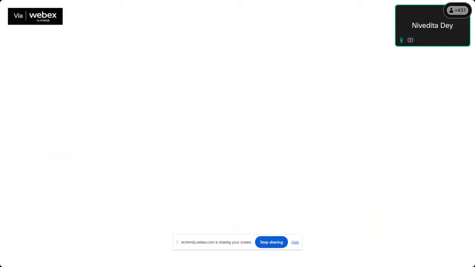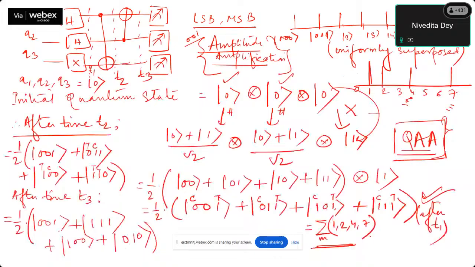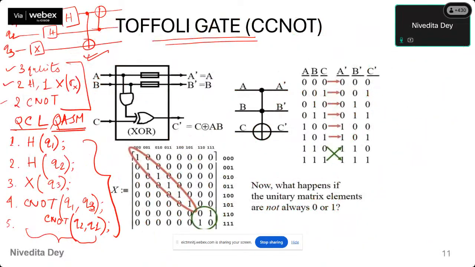Another example. Just before that, give me 1 minute to explain, then I will add this one to the example as well. The Toffoli gate is a very important gate. It is an extension of CNOT, and it is not that difficult. It is the controlled-controlled NOT gate. By the term you can understand there have to be multiple controls. It is a 3 input gate.